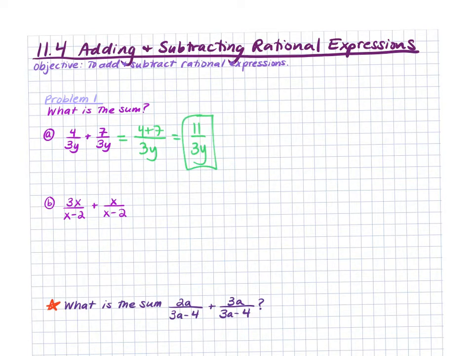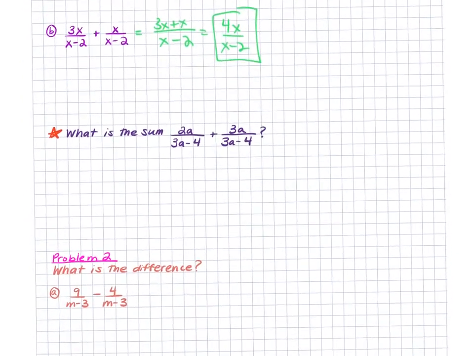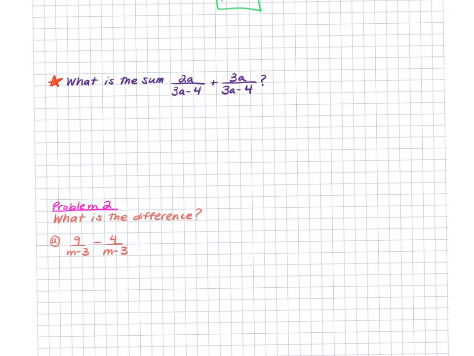And then for b, again, we have the same denominator, which means we can add them. So we're starting off nice and easy here. The denominator is x minus 2, and the numerator is 3x plus x, which is 4x over x minus 2. Nothing cancels. That's my answer. So we're starting off nice and easy. Try this one on your own, and then check back for the solution.